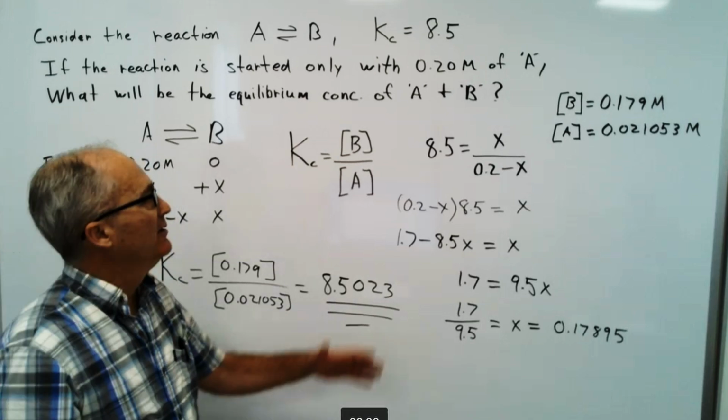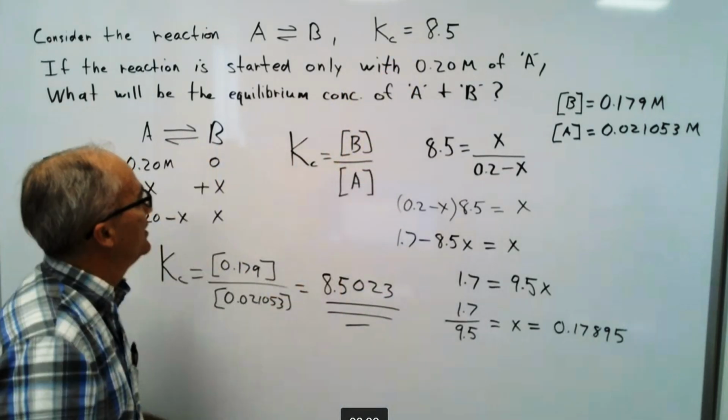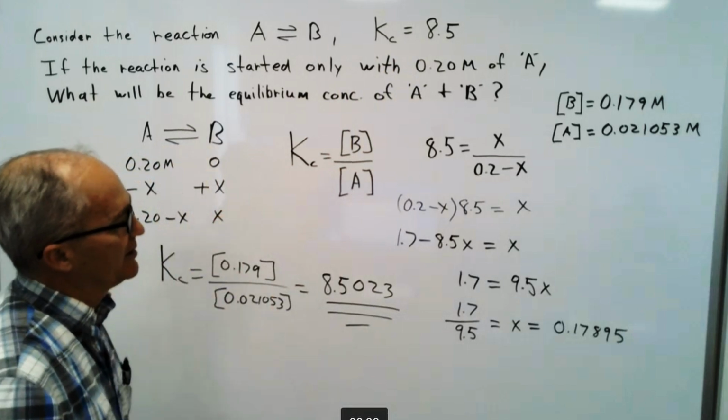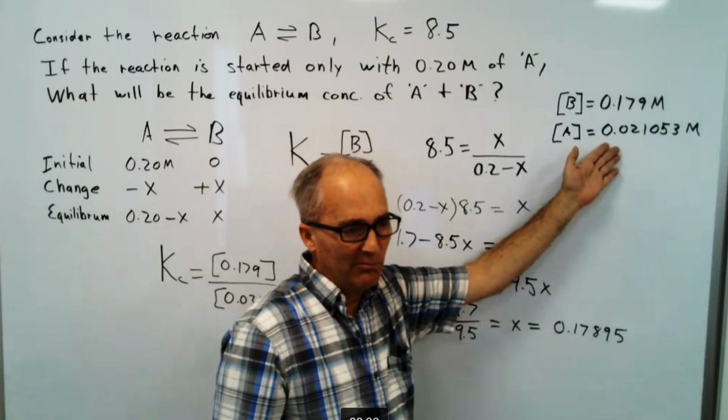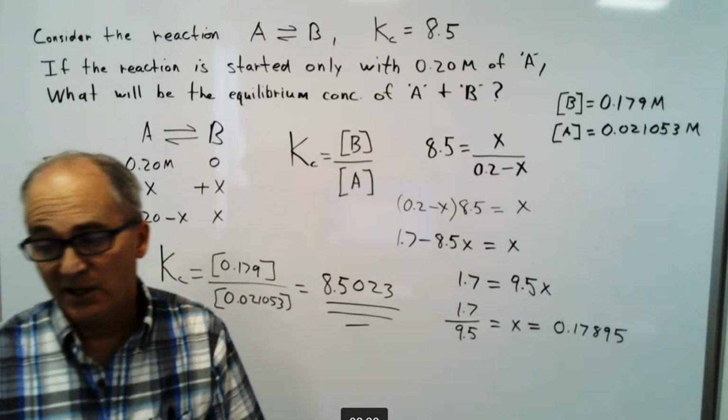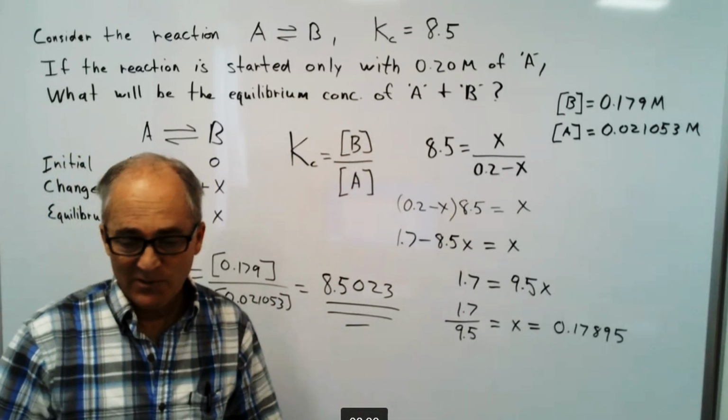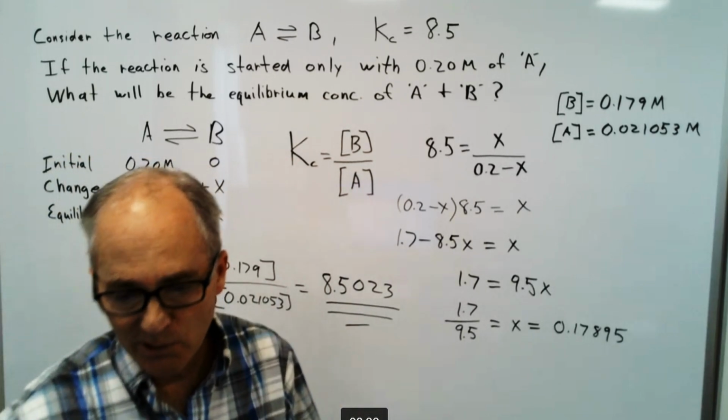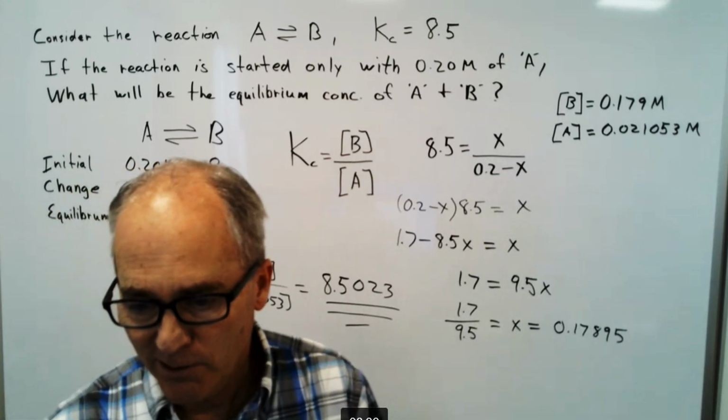So what did we do? We knew an equilibrium constant, and we knew some starting material, and we were able to calculate equilibrium concentrations. And that's kind of the two major things one can do with equilibrium. Of course, there's a whole lot more.